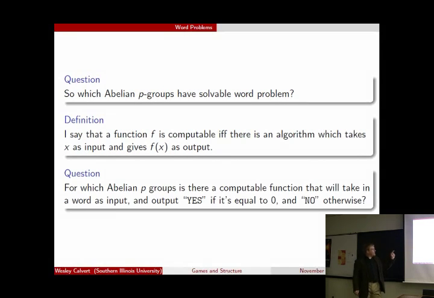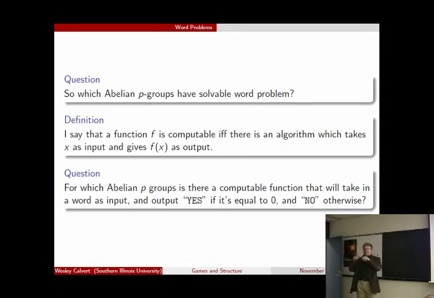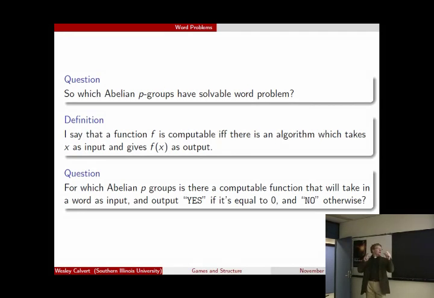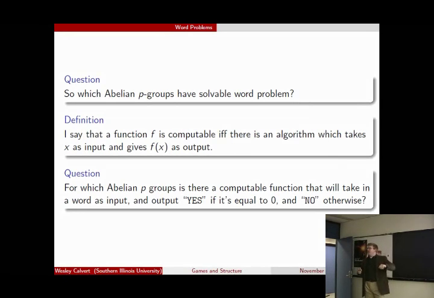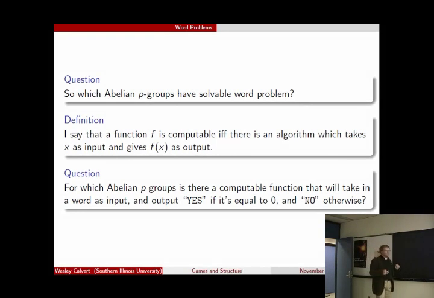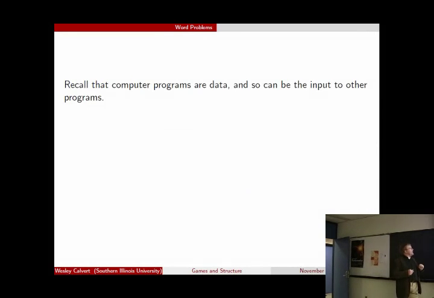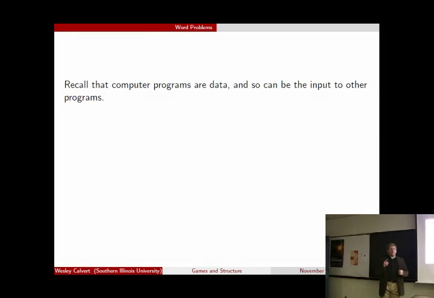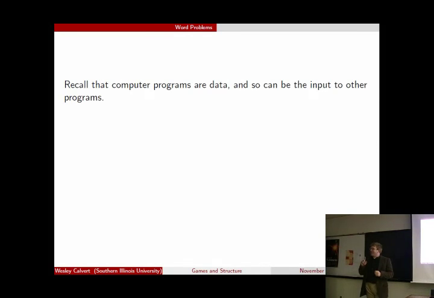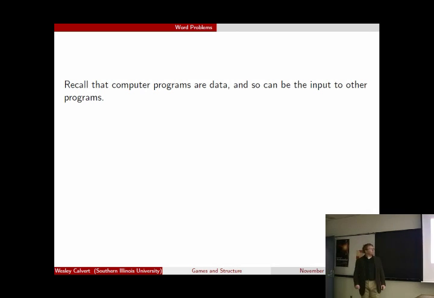So now the question is, for which Abelian p-groups is there a computable function that will take in a word, will take in this plus that plus the other thing, and will say yes if it's equal to 0 and no if it isn't? Now the way to get a negative answer on any of these things, and that was actually the big holdup for Dehn's problems and for a bunch of others, was figuring out a way to express a negative answer.